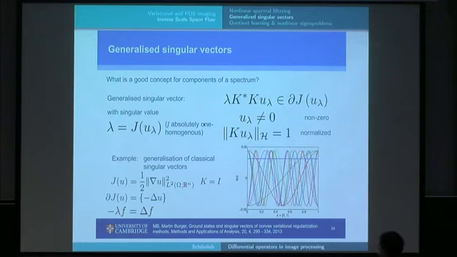Let me not go there. You can also do this in 2D. So these are typical eigenfunctions. This is a typical eigenfunction you get for the two-dimensional total variation. This is a typical eigenfunction you get for the second-order total variation. And this is a typical eigenfunction for the total generalized variation, which is this infimal convolution between total variation and second-order total variation.